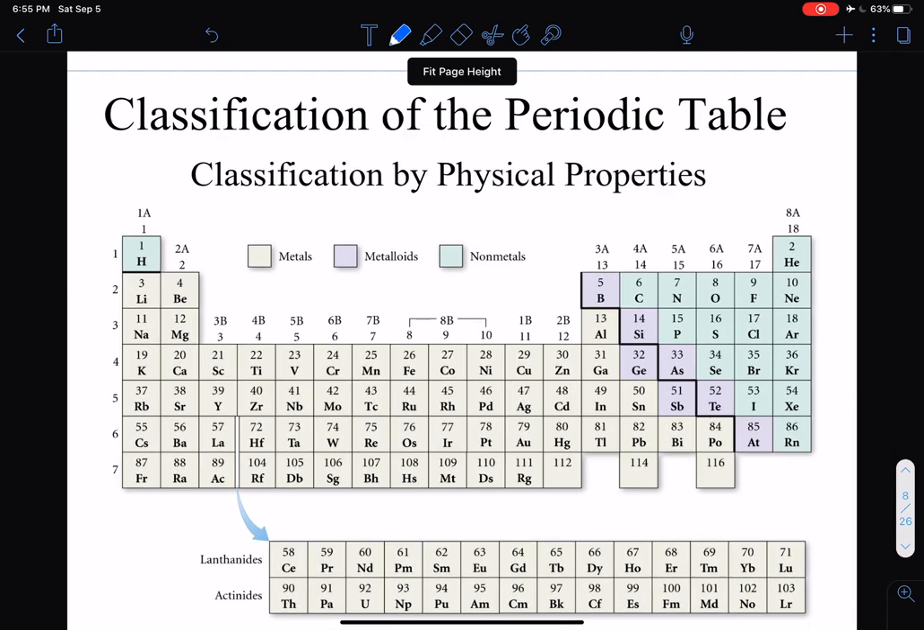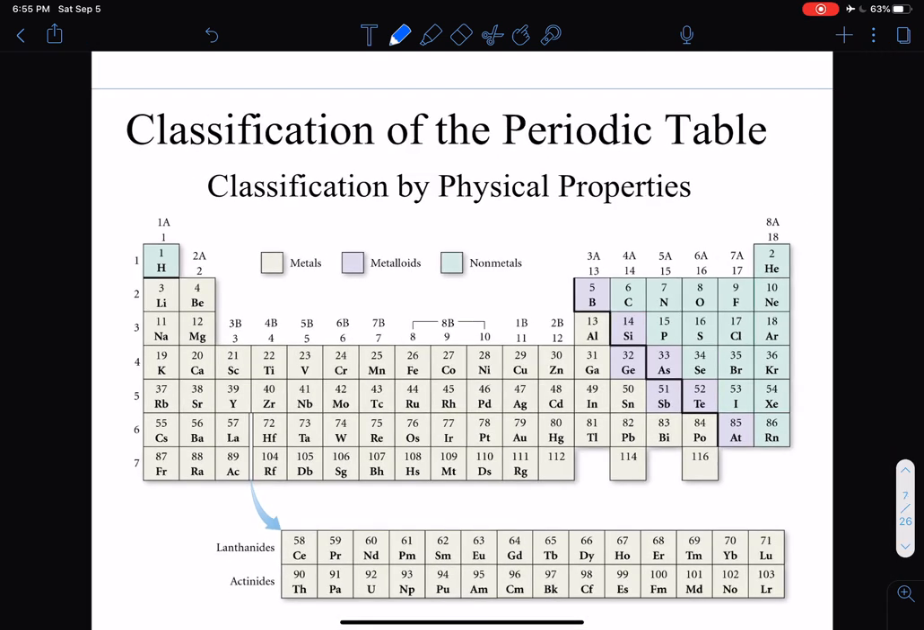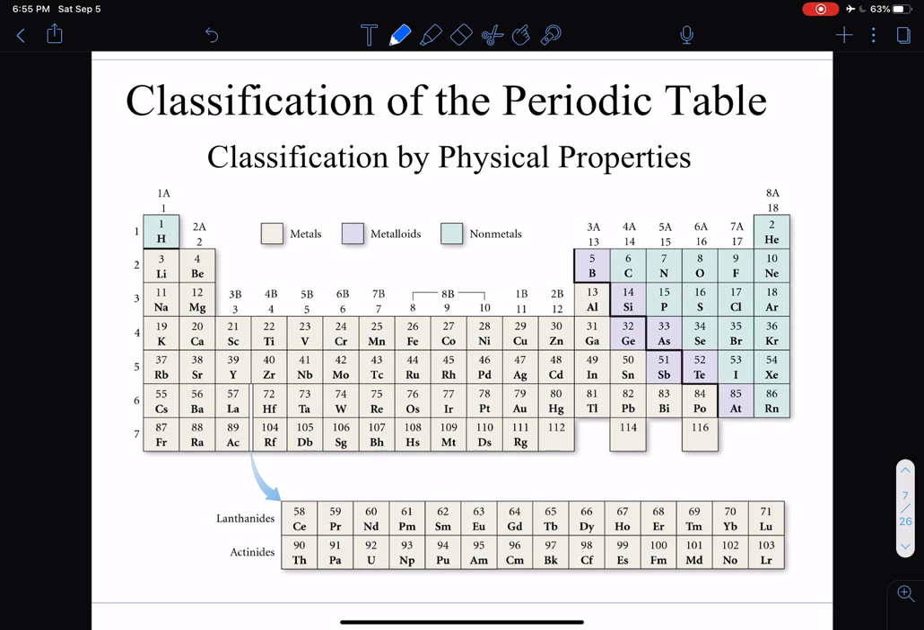Now we're going to classify our different elements by physical properties first, and then we'll go on to classify them based on electronic properties. But I just want to review with you guys really quickly what a physical property is. Now, this is a property that we can observe without changing the composition of the matter. So you have the same compound before and after.